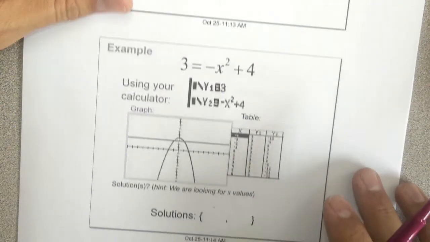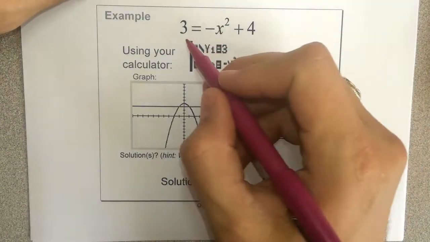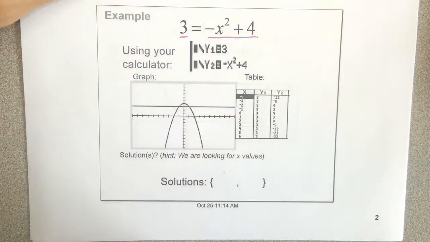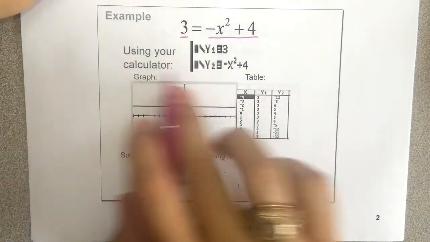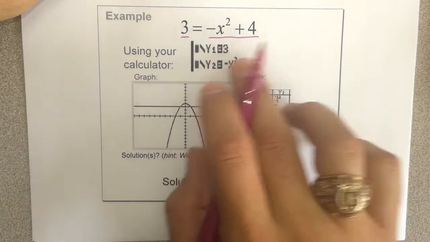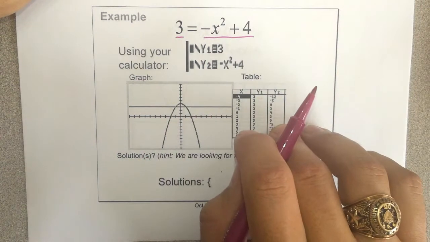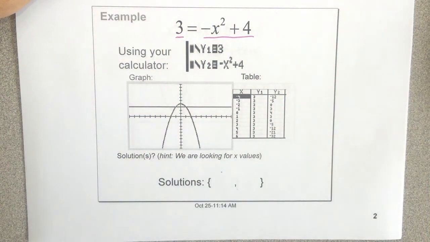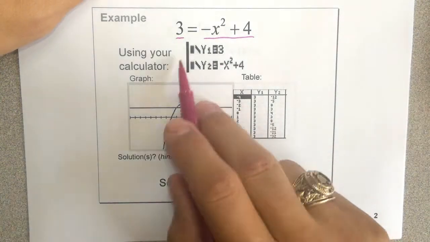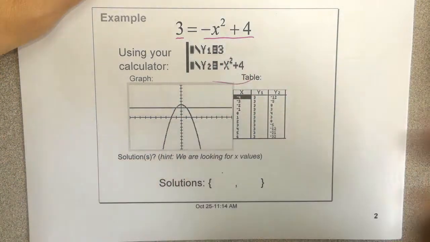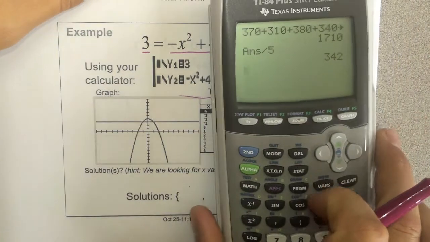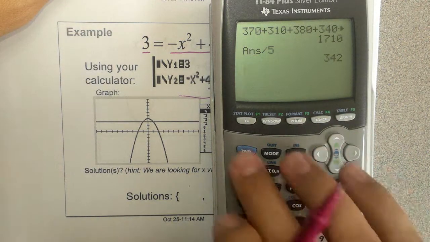So the first example we're going to do here, we have 3 is equal to negative x squared plus 4. What they've done here is they've actually shown you what to put in the calculator and what you have whenever you put that in. So what I would like you to do is go ahead and put this in your own calculator. I'm going to put it in my own calculator as well.